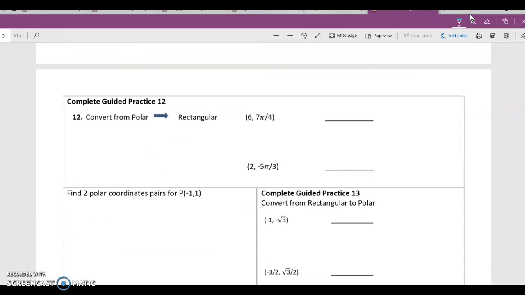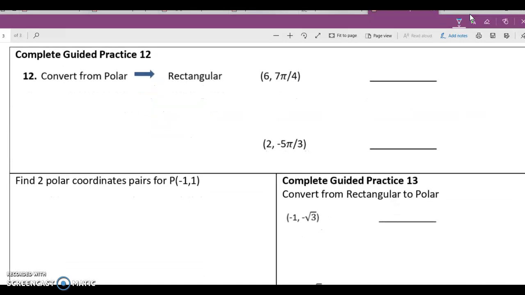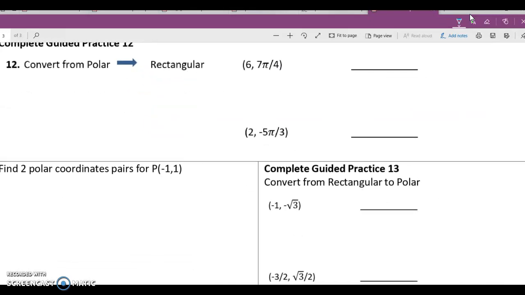All right, so guided practice right here. I want you guys to pause the video, give these a whirl, see what you come up with, and then we will go through them together.